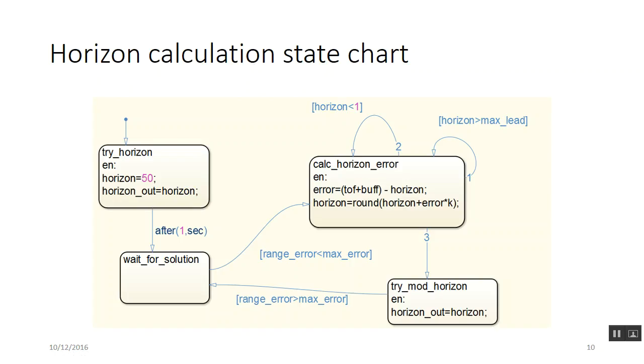And this is one solution, and I think it's probably easiest for us to just copy and move forward with this, because it's exactly the same idea as what we did on the range calculation. So for this, we're going to try a particular horizon, and then after 1 second, after everything's had time to initialize, we're going to wait for a solution, and then we're going to watch the error, just like we were doing before. And as soon as the error gets below some maximum error, then we're going to calculate a horizon error. So we have a couple errors now.